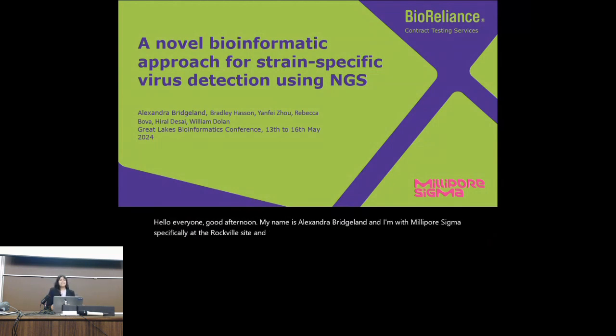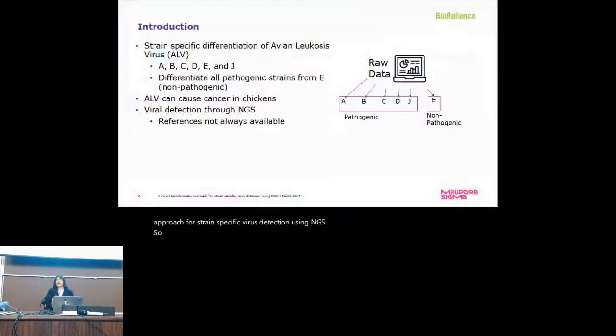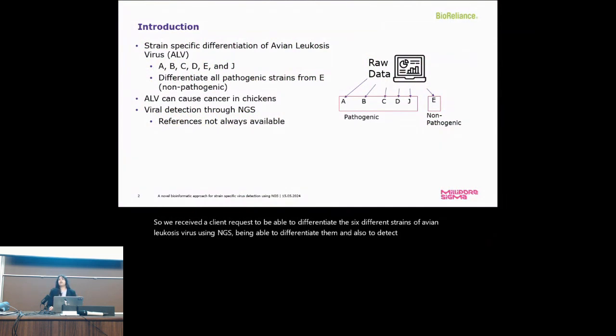Today I will be presenting on a novel bioinformatic approach for strain-specific virus detection using NGS. We received a client request to be able to differentiate the 6 different strains of avian leukosis virus using NGS, and also to detect them at low levels in a host sample.